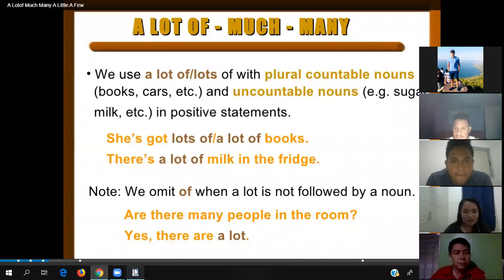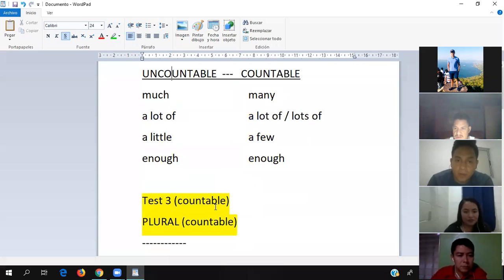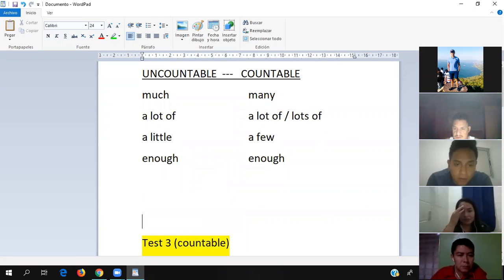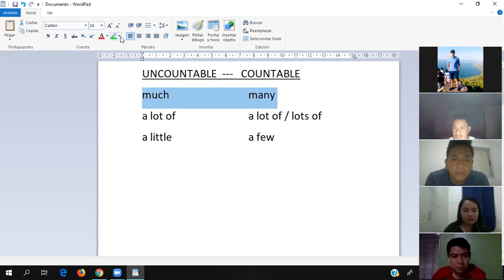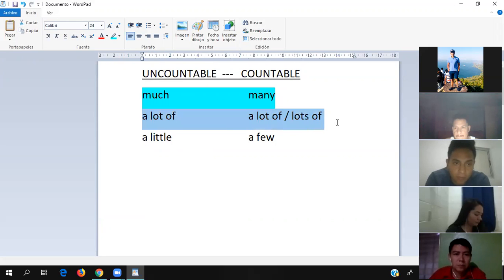Now, I'm going to show you this. Look, I want you to write this on the notebook. It's important. Right, look at this. So we're going to use, not enough, only this. Okay, we're going to use much for uncountables and many for countables. These are equivalents. Son equivalentes estos. So much for uncountable, many for countable. Take a screenshot, please. And if you have a notebook, write it because we're about to practice. Okay. Next. A lot of, you can use it for both, but lots of, you can only use it for countable, right?